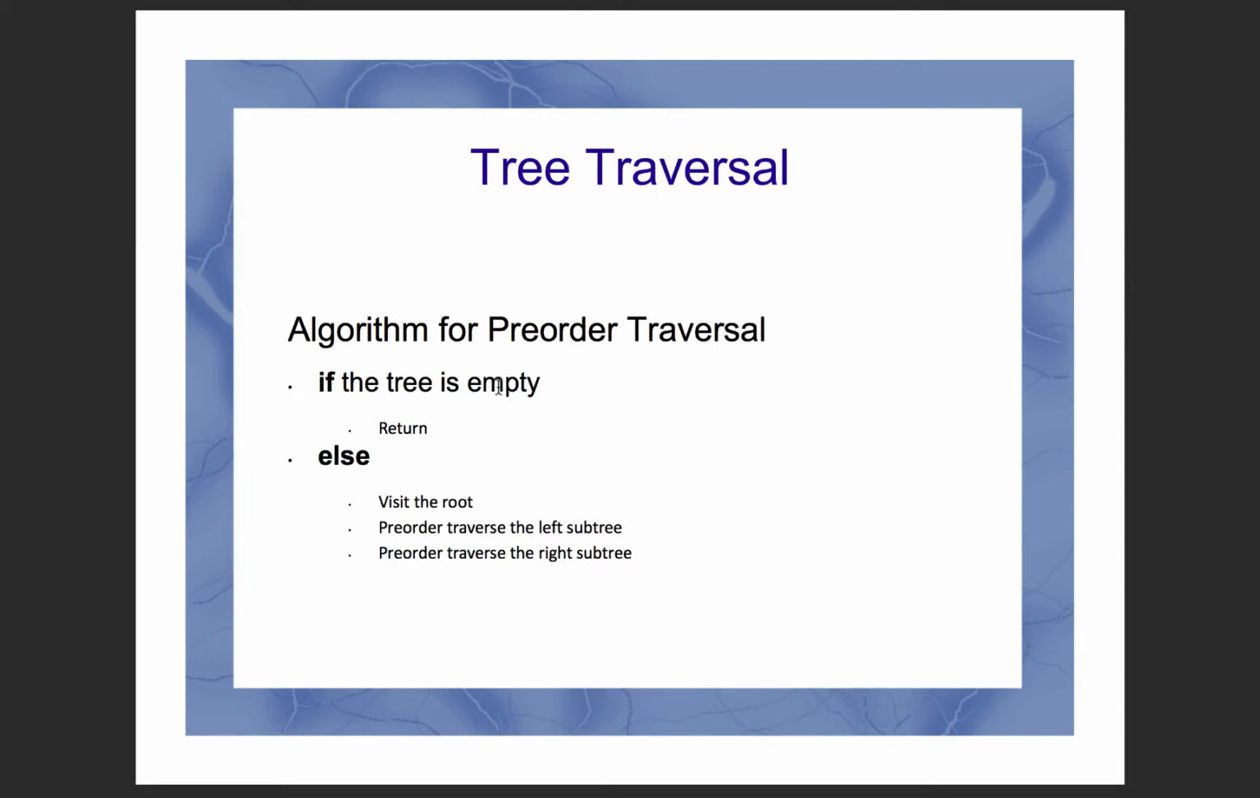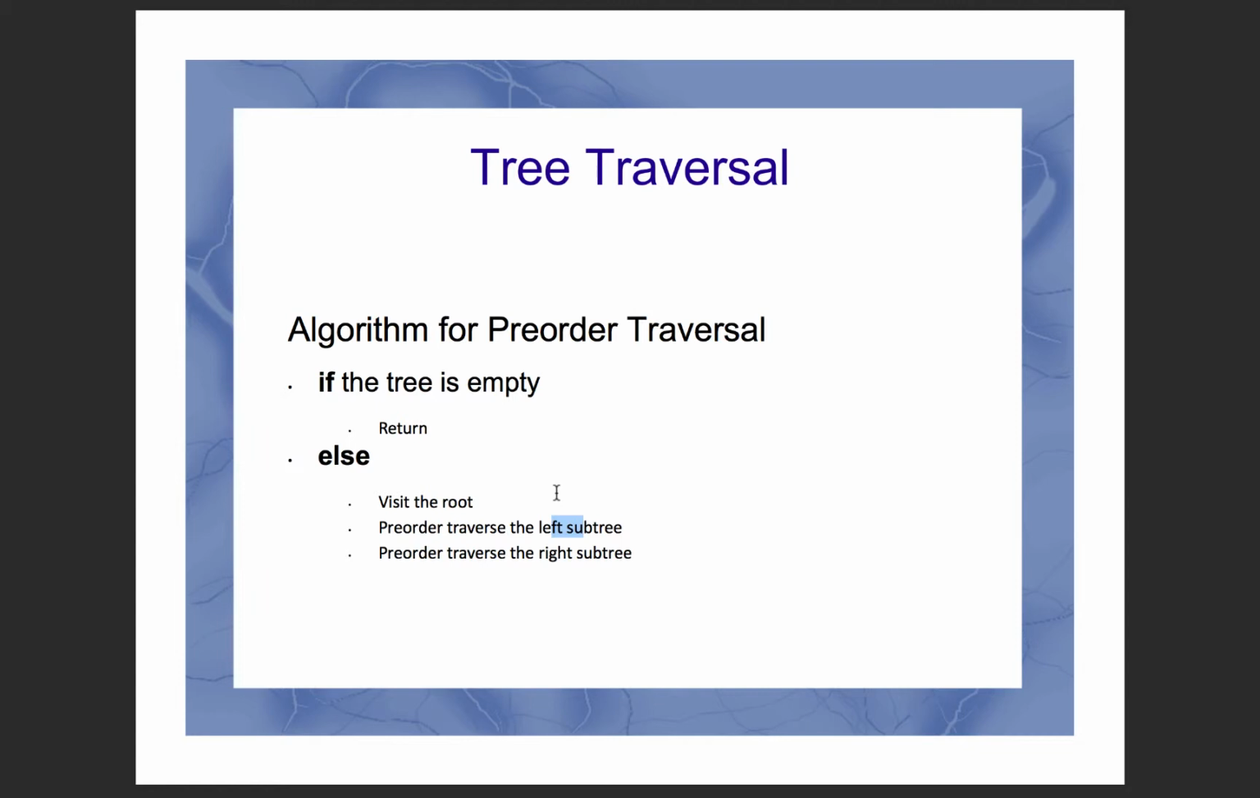So today we'll see some algorithms, then in the next class we'll talk about some examples and implementations of these tree traversals. For pre-order traversal, if the tree is empty, then you just return. If the tree is not empty, you follow these three recursive steps. Visit the root node, since it's pre-order, so you visit the root node first. Then call the pre-order traverse function with the left subtree, and call pre-order traverse with the right subtree.